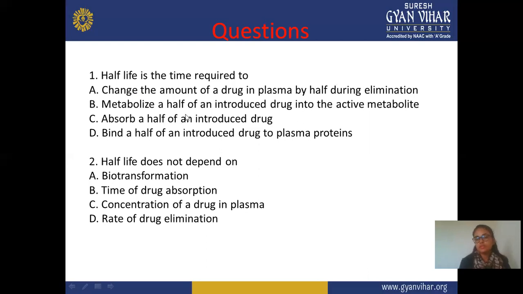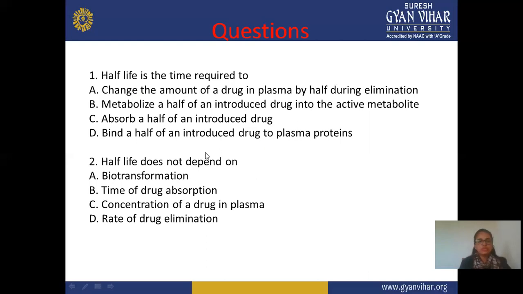Option A is the change in amount for half the duration of elimination. Second is metabolism of half of the introduced drug into active metabolites. Next is absorbing half of the introduced drug. And last is binding half of the introduced drug to plasma protein. So this is the first question.